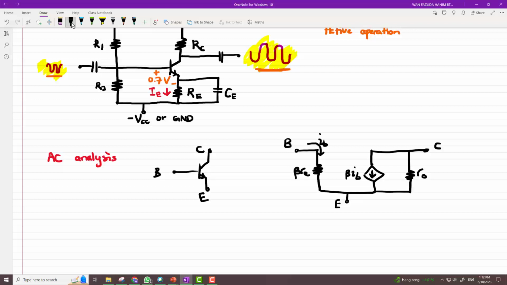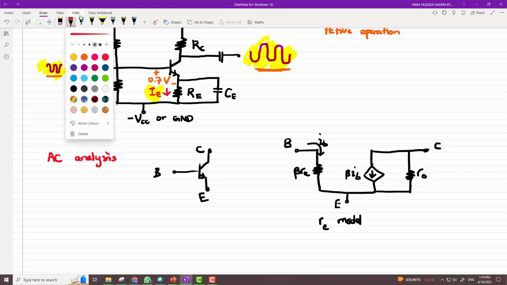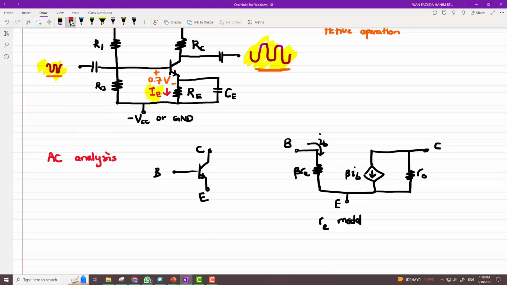So all of this, base, collector and emitter, is what you call the RE model, which we will use to replace or to represent BJT. When we know emitter current from here, we will be applying the RE model parameter, small signal RE, which is equal to 26 millivolts over IE. 26 millivolts being the thermal voltage and IE being the biased current at the emitter terminal of the BJT due to the DC biasing circuit.